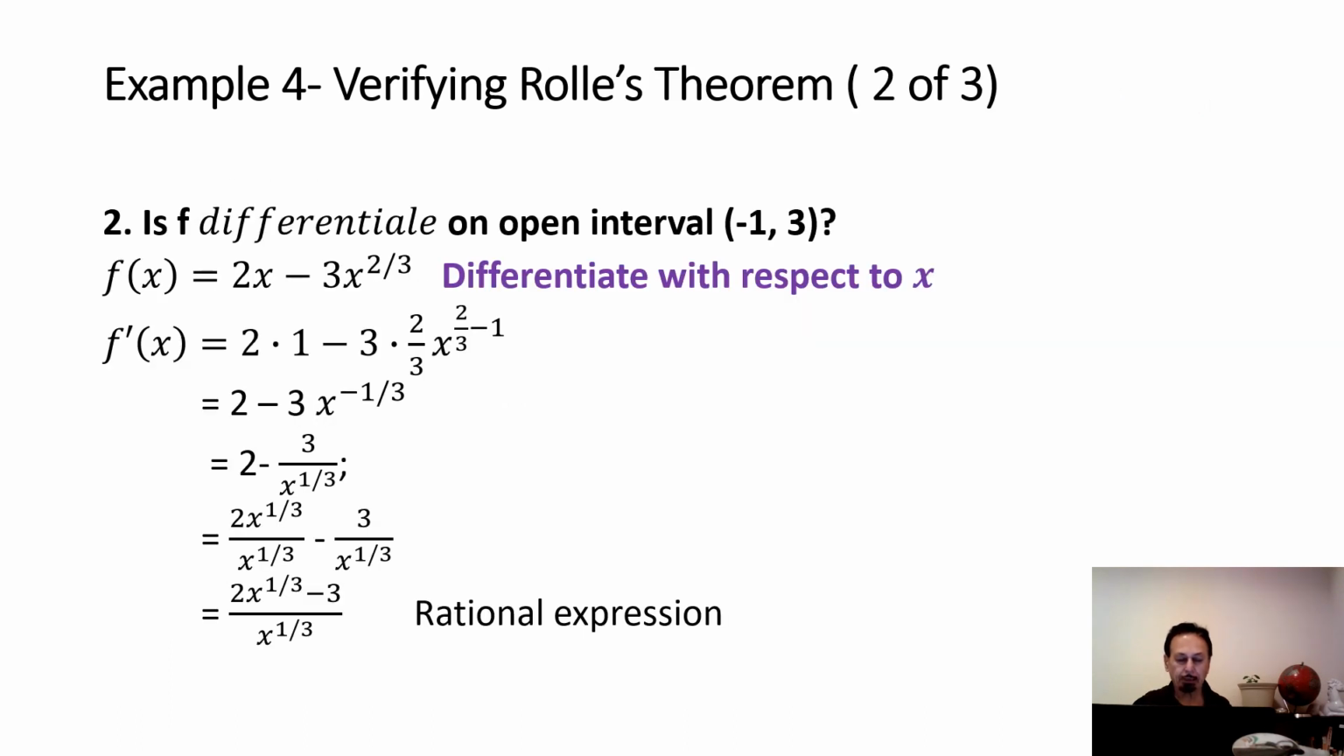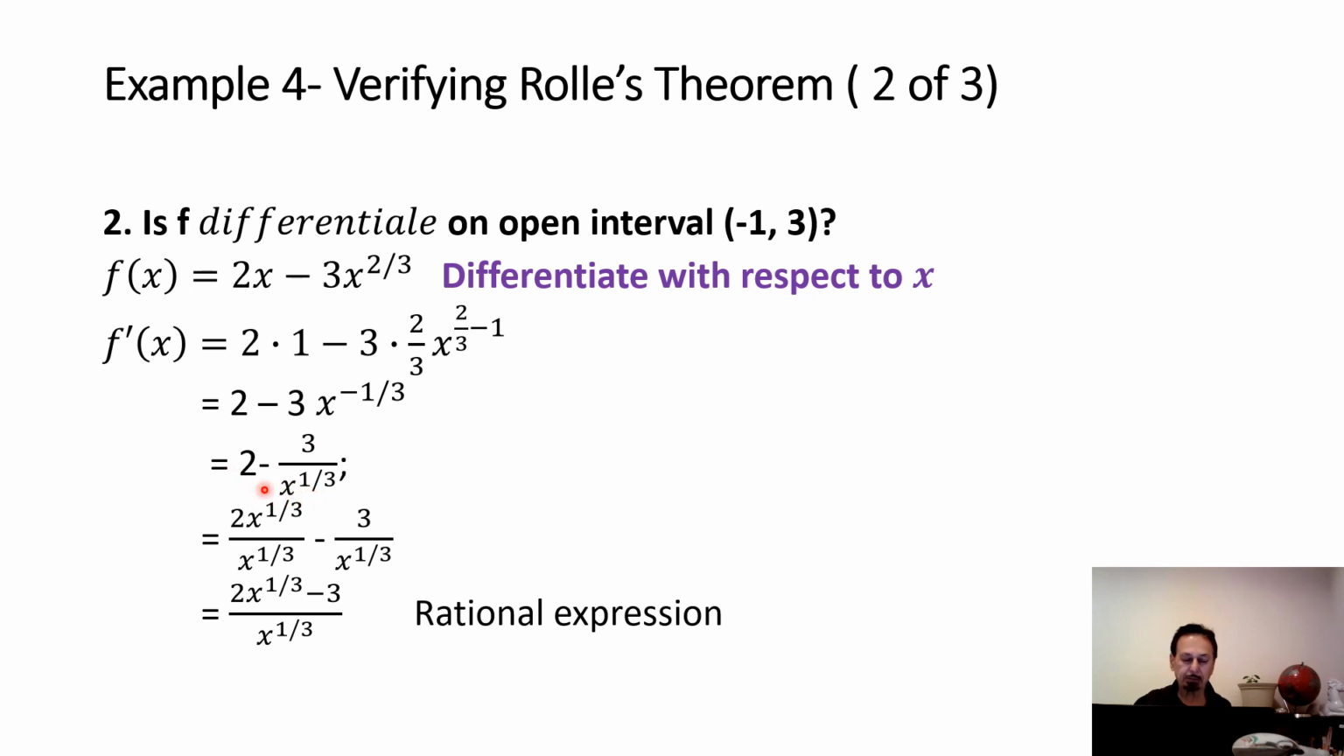Now we're going to verify if the function is differentiable on the open interval from negative 1 to 3. So f of x is 2x minus 3 times x to the 2/3. f prime of x: 2x becomes 2 times 1, and the power rule says bring the power down, 2/3, multiply with the 3, and subtract 1. Now we simplify. 2 times 1 is 2, 3 times 2/3, the 3s cancel, gives you 2, and 2/3 minus 1 is minus 1/3. Now we can rewrite: we got 2 minus 3 over x to the 1/3.